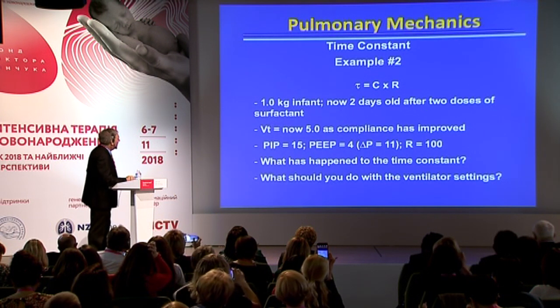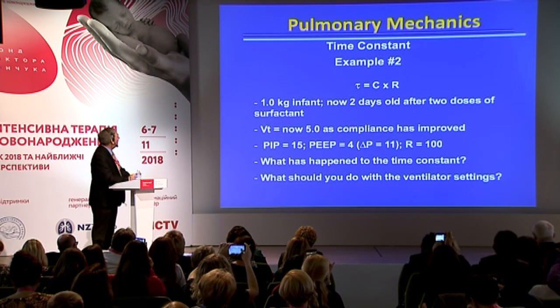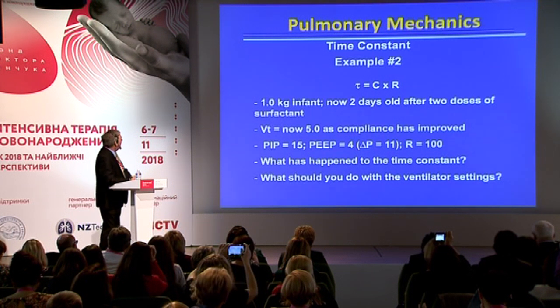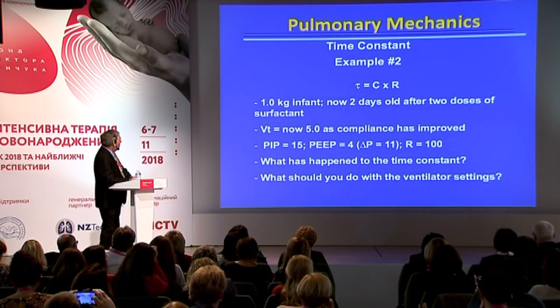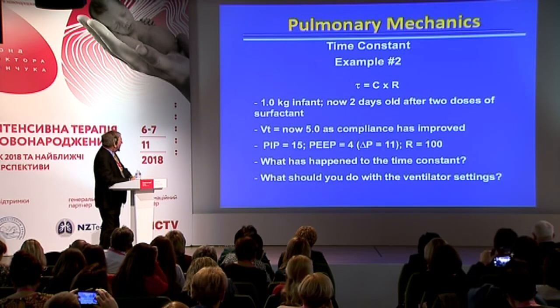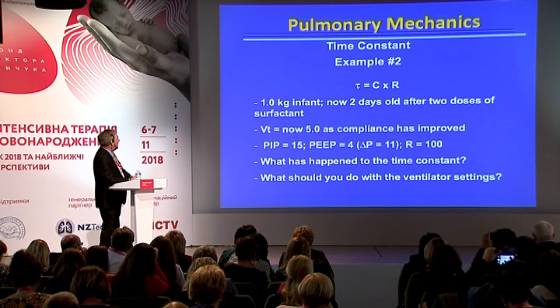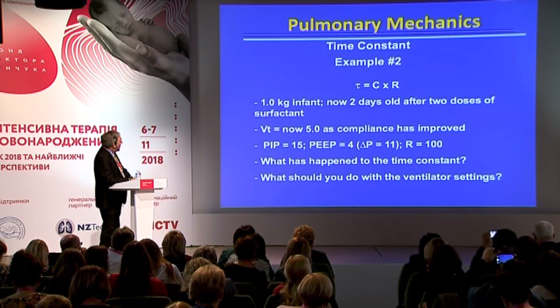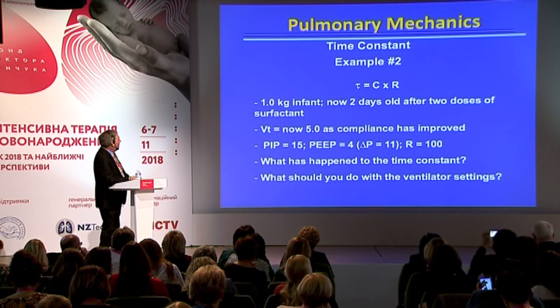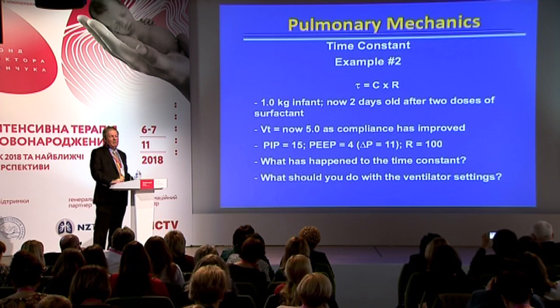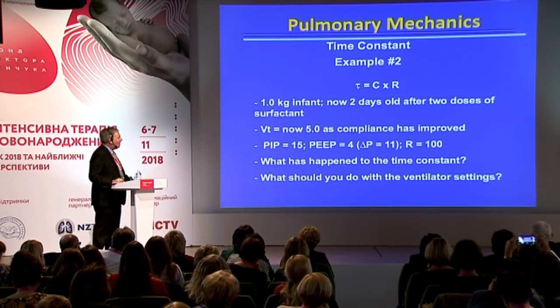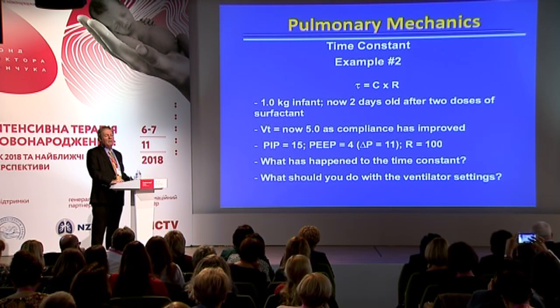And here is what happens 2 days later. The baby has received surfactant and is now getting a larger tidal volume. Compliance has improved. We've been able to reduce the peak pressure from 20 to 15, so our delta P is now 11. Our resistance is 100. What has happened to the time constant? And what should you do to the ventilator settings? Well, the baby's compliance has gotten better, so the time constant has gotten longer. Now you need to increase the inspiratory time.